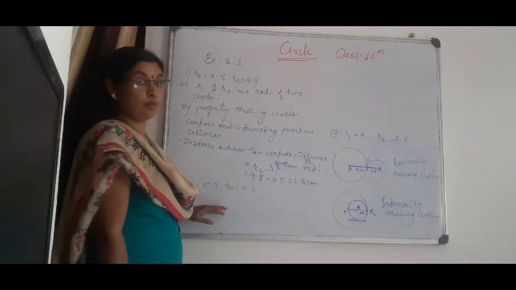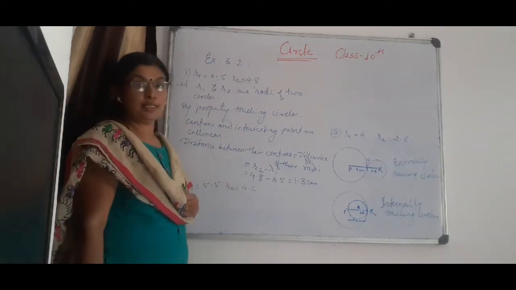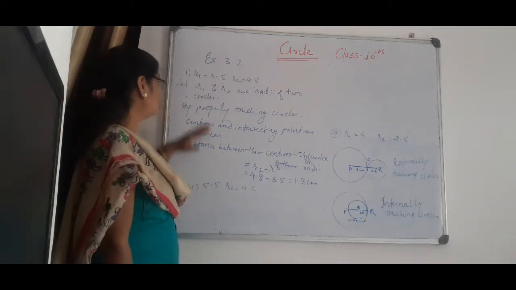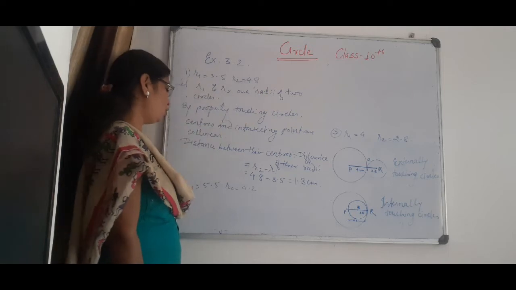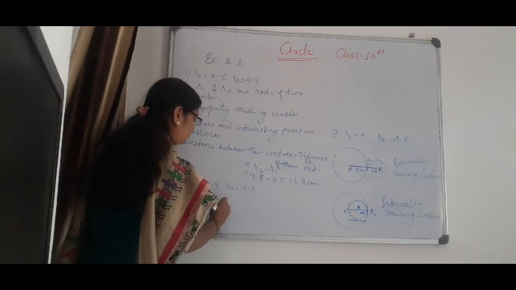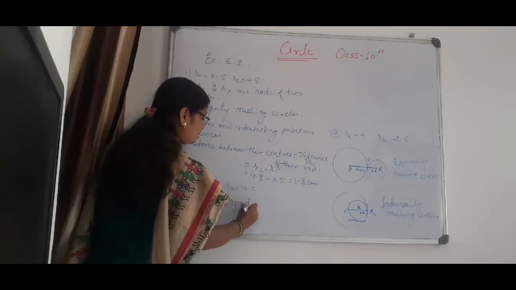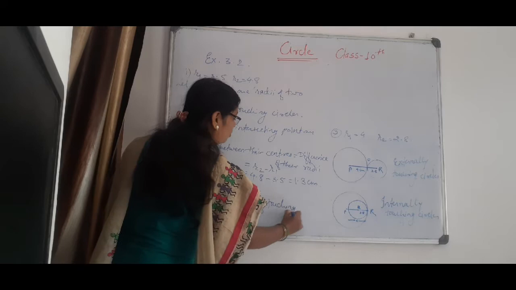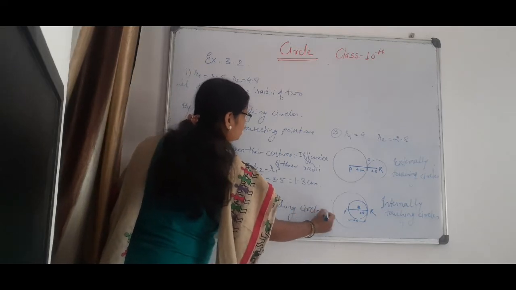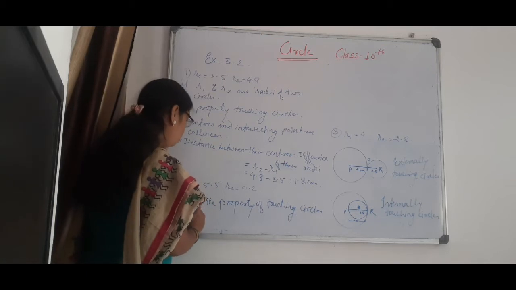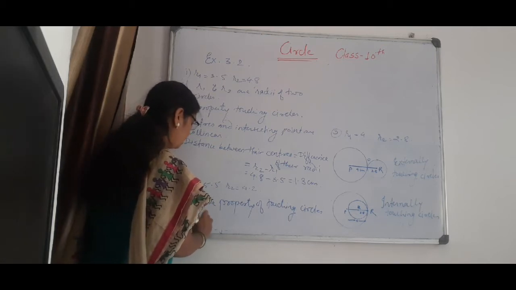Now let's see the second problem. Here two circles touch externally. Here also, let R1 and R2 be the radii of the two circles. Again, by the property of touching circles. What is the property? By the property, the centers and their point of contact are collinear.